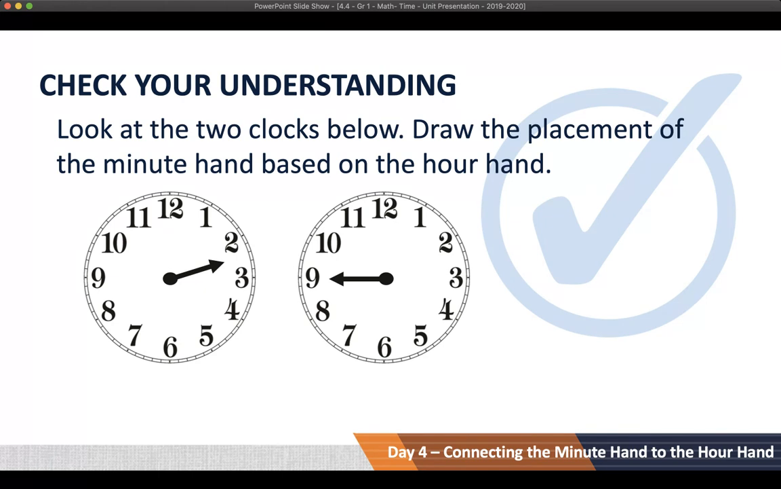Now it's time to check your understanding. Look at the two clocks below. Draw the placement of the minute hand based on the hour hand. So on the left side, you see the hour hand is halfway between the 2 and the 3. And on the right side clock, you see that the hour hand is exactly on the 9. So go ahead and draw where that minute hand should be. Remember, your minute hand is supposed to be longer and skinnier than the hour hand.